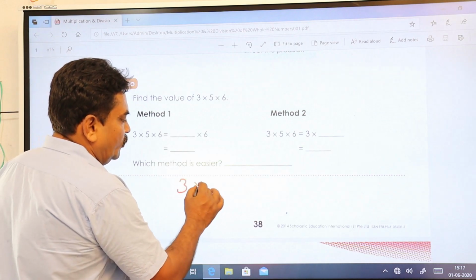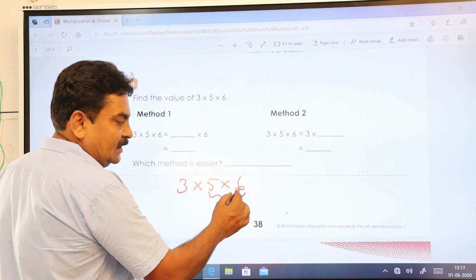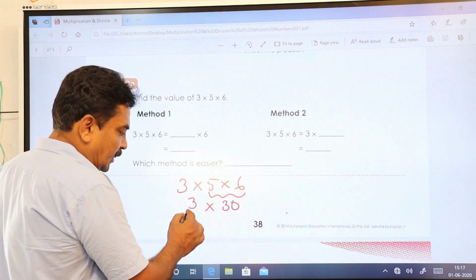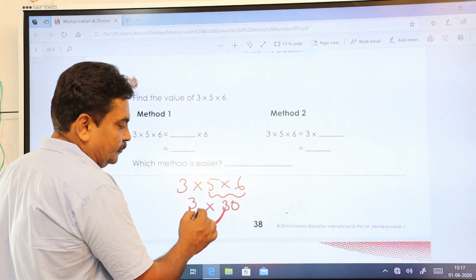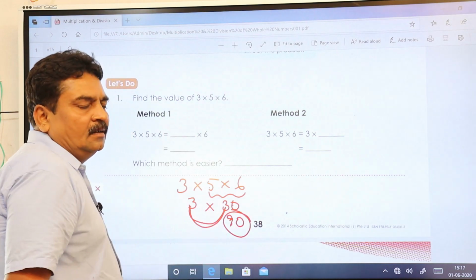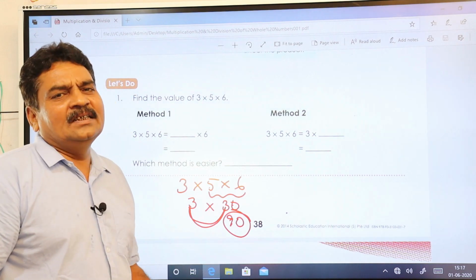That is 3 into 5 into 6. First you do these two. 5 6 times 30. 30 into 3. This is your tens, right? This is your tens. So 3 3s are 9. This is 0. You can get it as 90. The answer is the same. Now tell me which is easier.